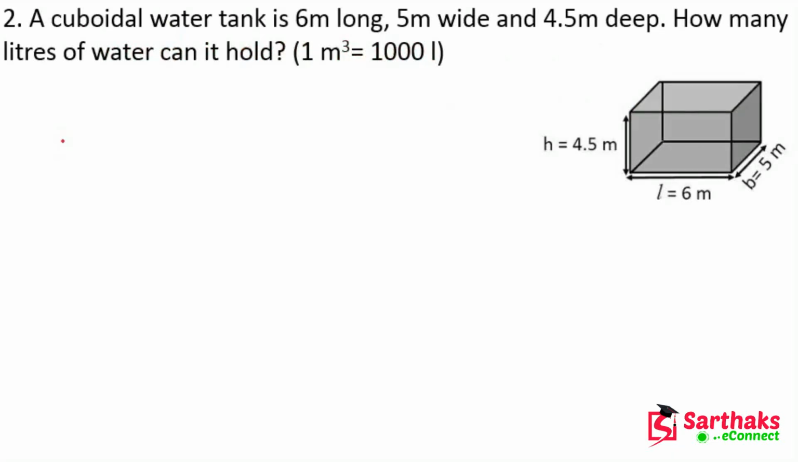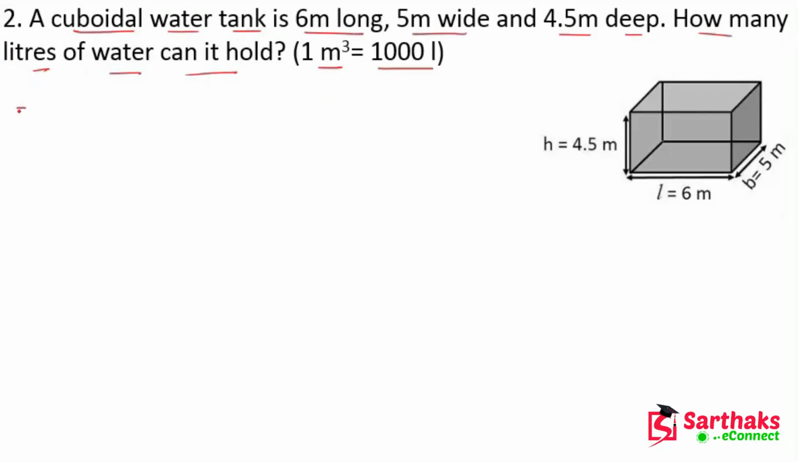Yes, so now the next question here is, a cuboidal water tank is 6 meter long, 5 meter wide and 4.5 meter deep. Now how many liters of water can it hold? So we have to find how many liters of water can it hold. It is given that 1 meter cube is equal to 1000 liter. We have to find the answer in liters.